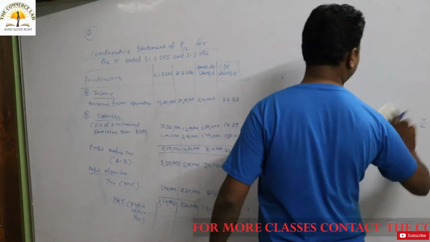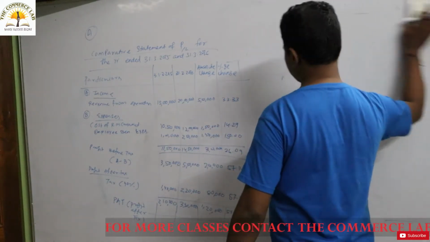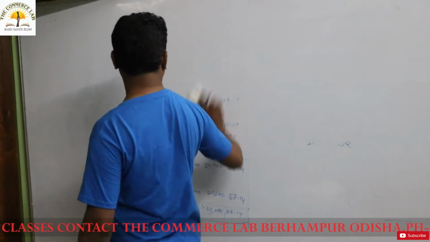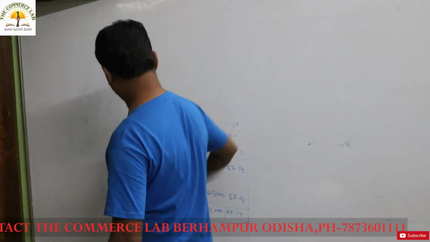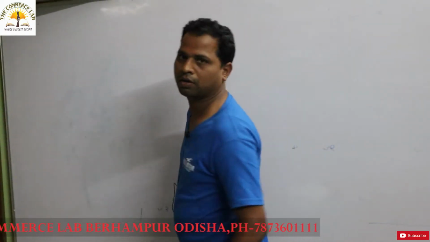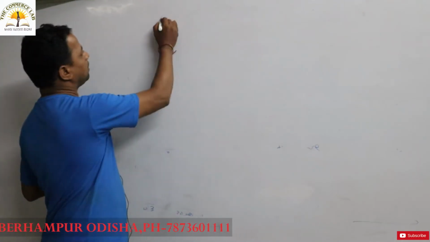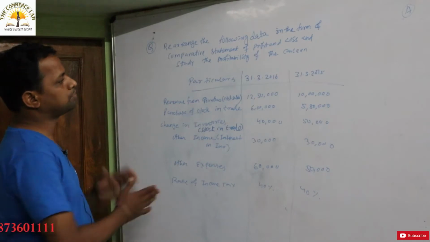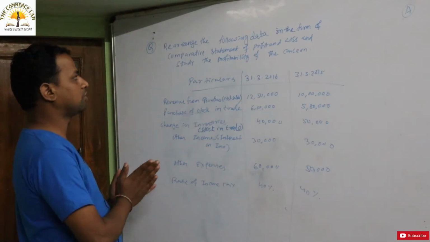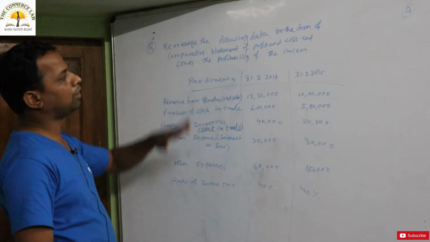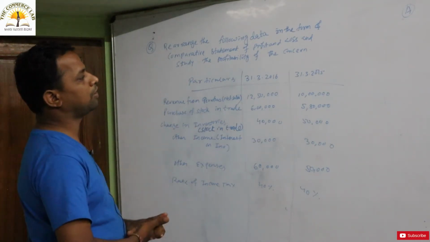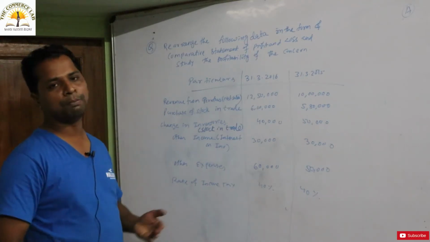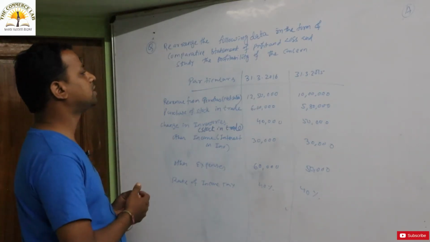Next we have to solve another problem, for your better understanding. That could be the last problem for this particular comparative income statement. So we have to write a bigger question. Look at this question, it is asked to prepare a comparative income statement. Rearrange the following data in the form of comparative statement of profit and loss and study the profitability of the concern. Study means you have to comment on the result, you have to interpret the result.